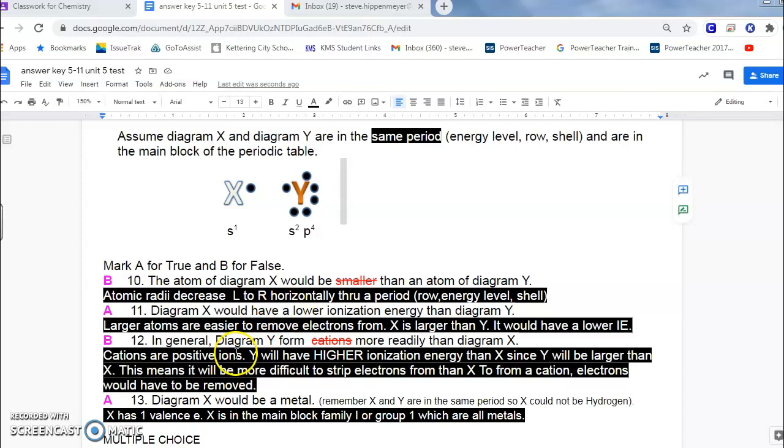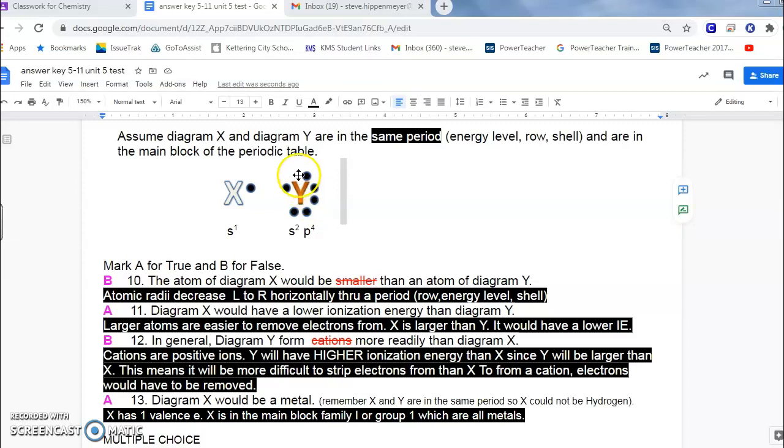11 is true. In 12, in general, diagram Y forms cations more easily than X. Well, we just said X is easier to strip. If we rip this electron off and make X plus 1, it would be easier to remove that electron. These are harder to strip. It's smaller. These electrons are closer to the nucleus. They would be harder to pull off. In fact, X would readily form anions. In fact, our Y would normally form anions.